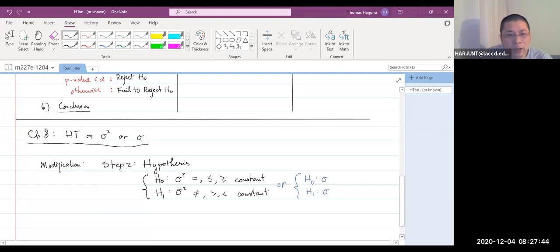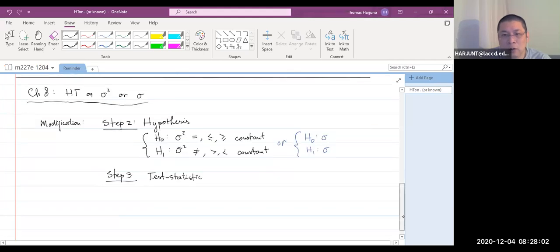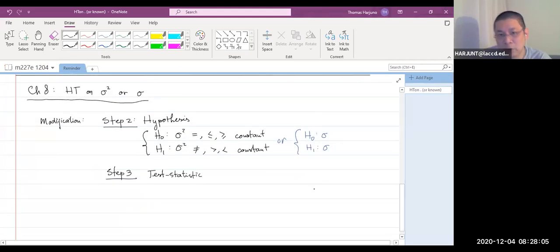The next modification besides step 2 is step 3, the test statistic. Just like in confidence intervals, when we did confidence interval for variance or population standard deviation, we used chi-square, right? Then the test statistic here will also be chi-square. The formula is the degree of freedom times sample variance over population variance. That's the formula.